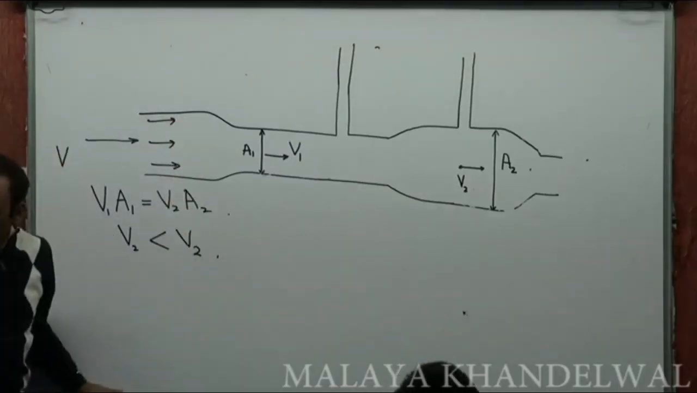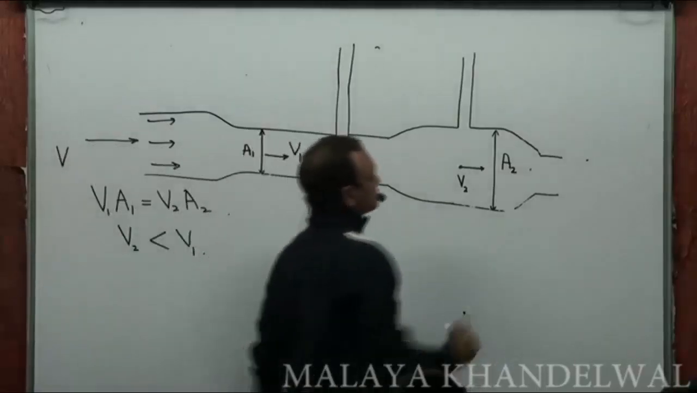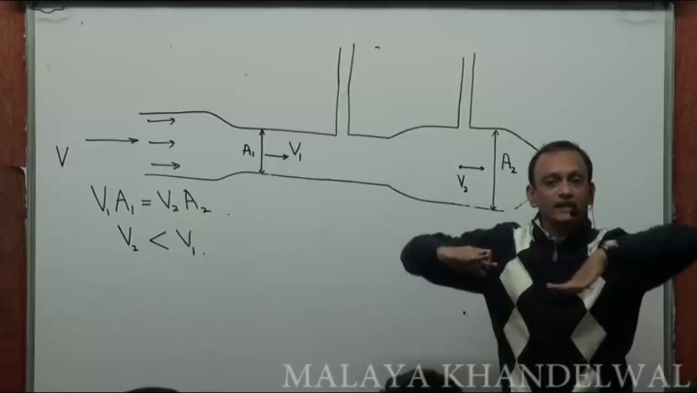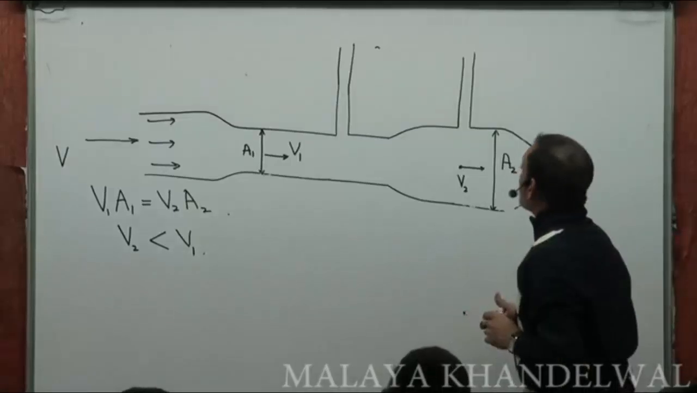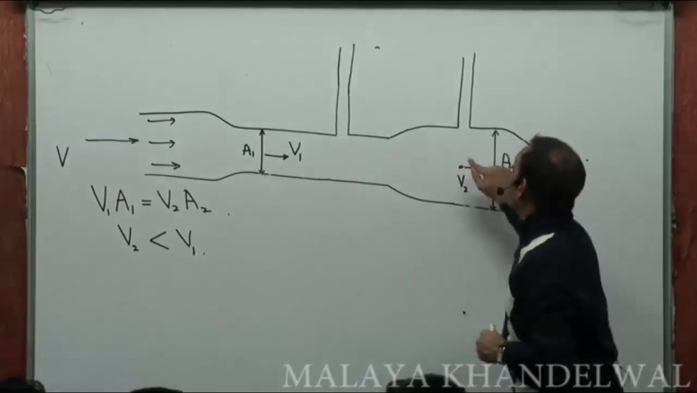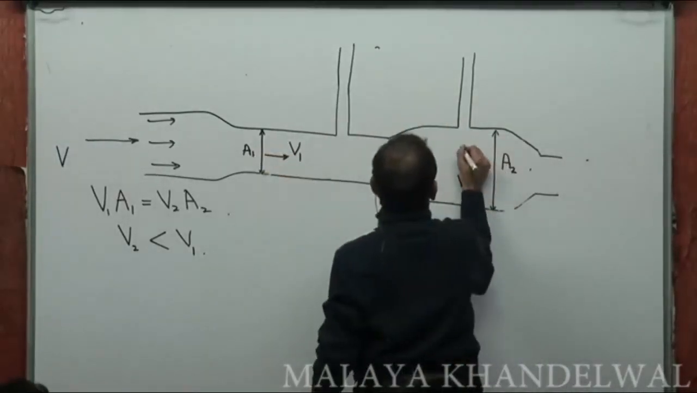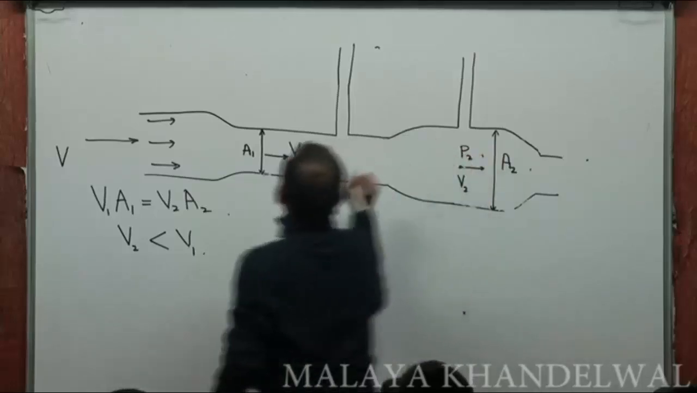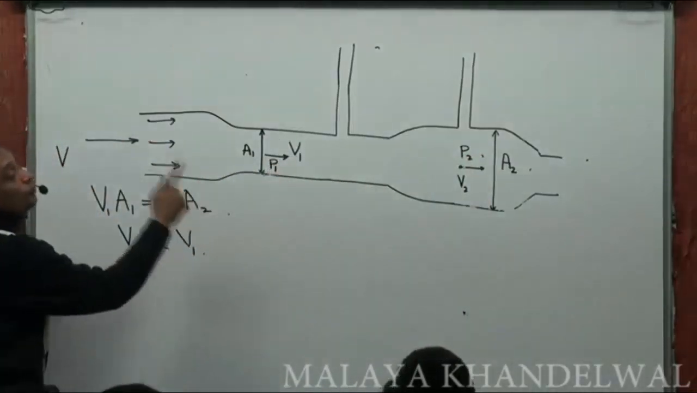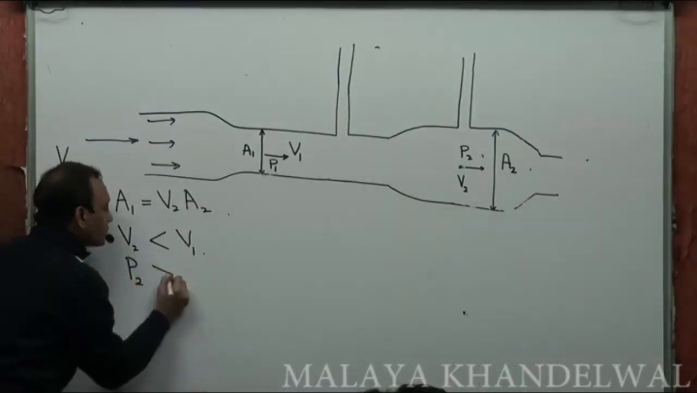V2 is less than V1, right? Now, if V2 is less than V1, again, the datum is the same everywhere. So the potential head does not vary significantly across this cross section. So if the velocity here is smaller than the velocity here, then the pressure here must be more than the pressure there. If the pressure here of the flowing fluid is P2 and the pressure here is P1, then very clearly V2 less than V1 would mean P2 more than P1.